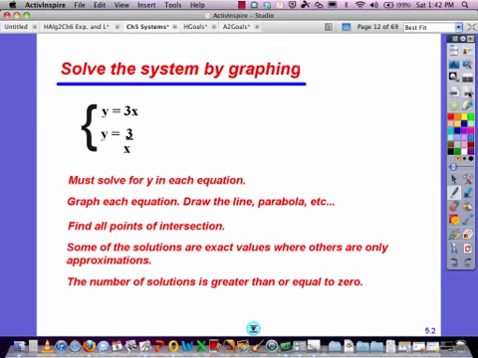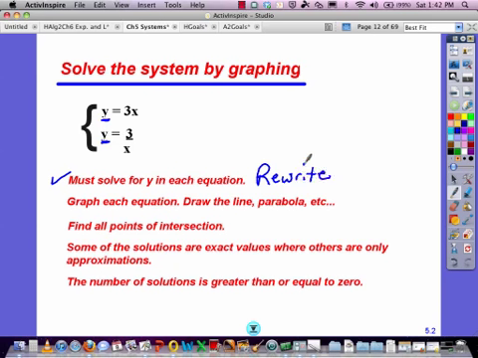Now, this one says solve the system by graphing. One of the two equations, if you look, y equals 3x and y equals 3 over x, looks familiar. The other one does not. It's not as common to us. But here are some things we want to remind you before we actually do this. It says you must solve for y in each equation, meaning if the equation doesn't have y by itself, which both of ours do, you would have to rewrite and get it. So that might mean an extra step, but get y by itself so that you can graph.